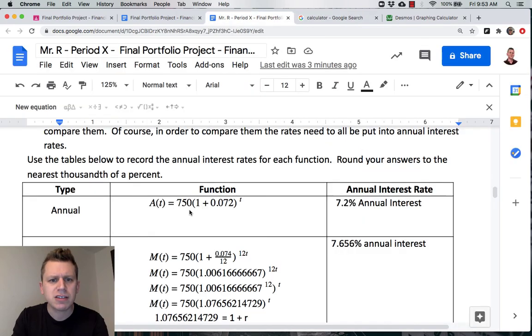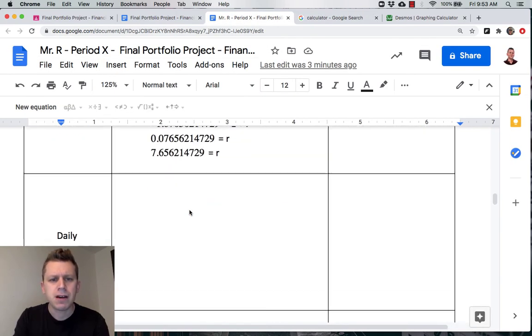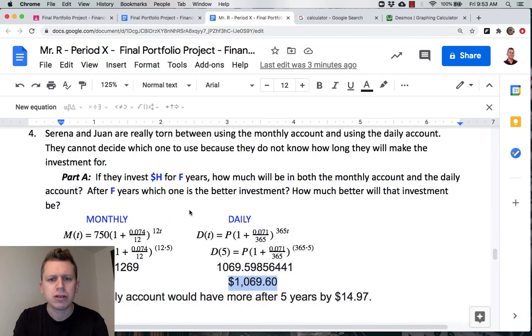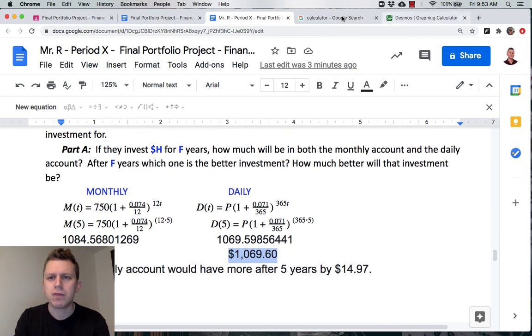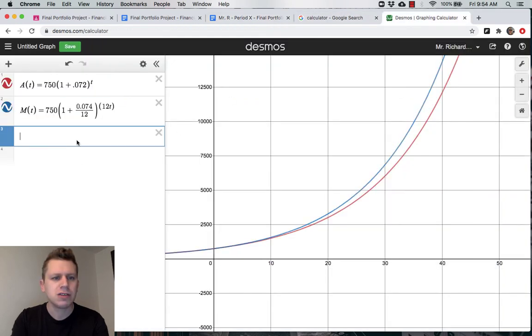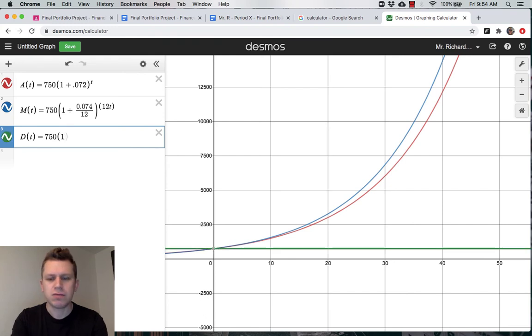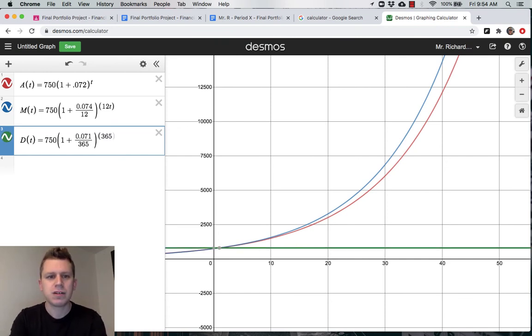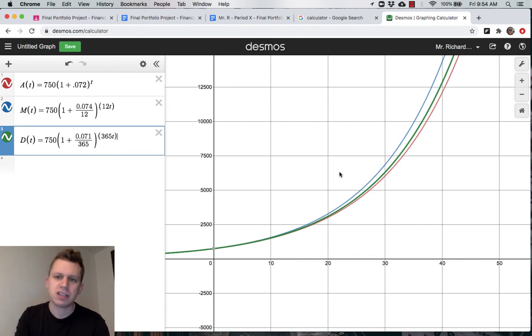Let's go and look at my next function. My next one was the daily one, which I wrote somewhere down here. Daily was 7.1%. Let's do one more. Do my daily function equals 750 times 1 plus, what do we say, 7.1, so 0.071 divided by 365 for daily, to the 365t. It's a beautiful thing. You can see that function.